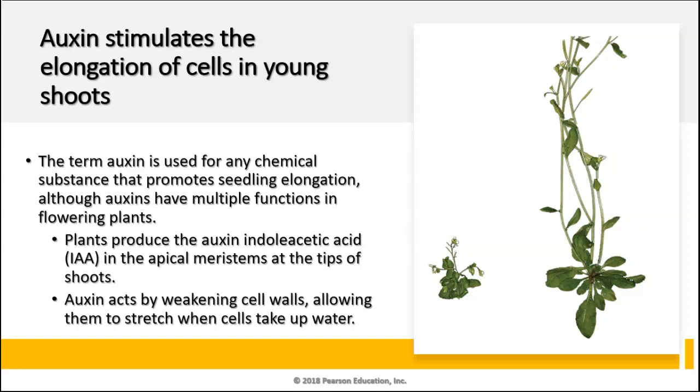The meristem at the tip of the shoot, the meristem is another type of tissue that allows the plant to grow. Those are the places where there's active mitosis going on to grow. The auxins weaken the cell walls, allowing them to stretch. When they take up water, they can stretch and grow taller. And so auxins generally are going to promote the elongation of the stem.